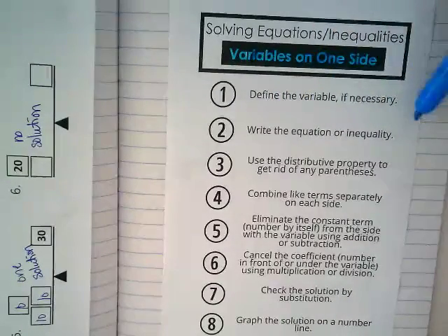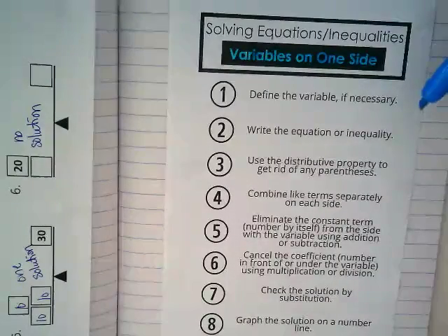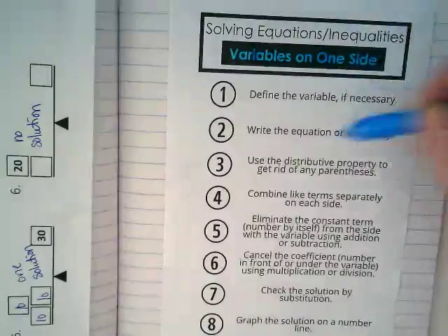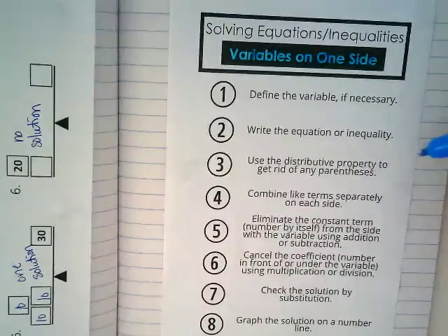Define the variable if necessary. That's going to be in a case where we've got a word problem where maybe x is equal to the number of hours. Most of the work we've done, we have not needed to do this step. Second, write the equation or inequality. Basically, you're taking it from wherever you're doing the work and putting it on paper.